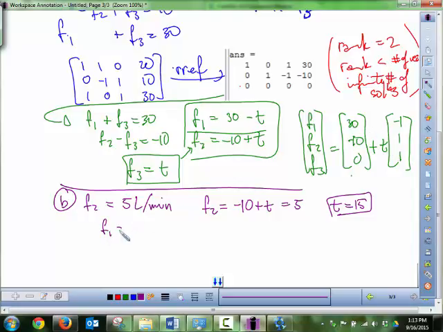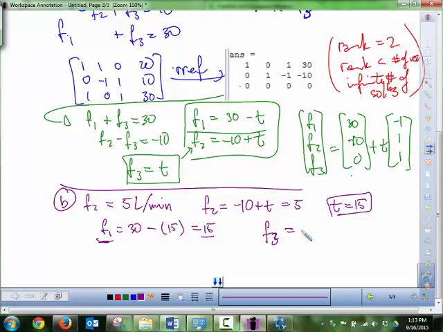Then F1 will be 30, this is a minus t, right? And t is equal to 15. So it's 15 liters per minute. That's the flow for F1. And F2 is already 5, so the flow for F3 is going to be 0 plus 15, which is just 15. So they're both 15 in those cases.